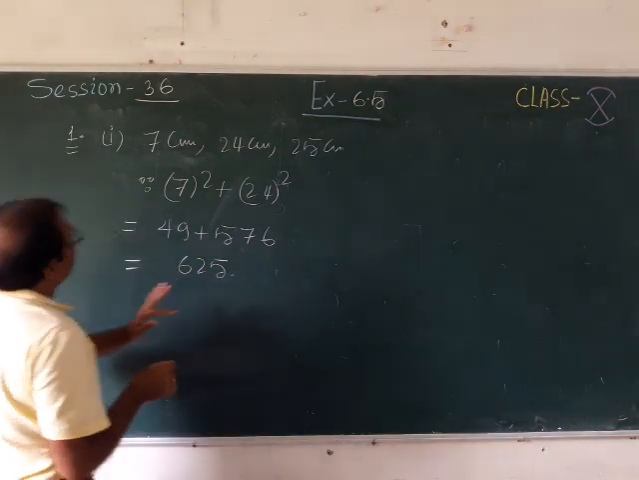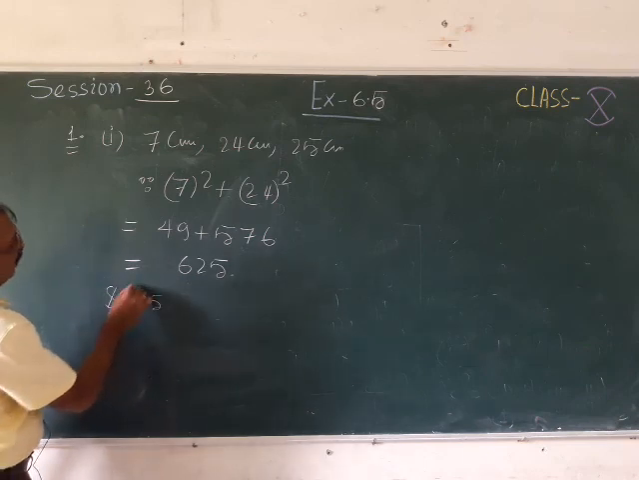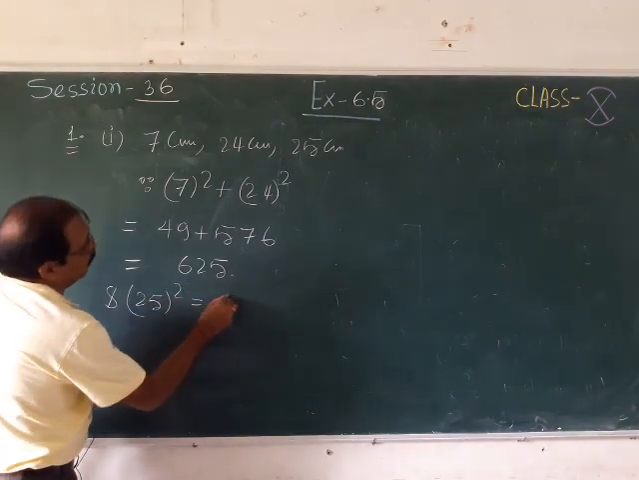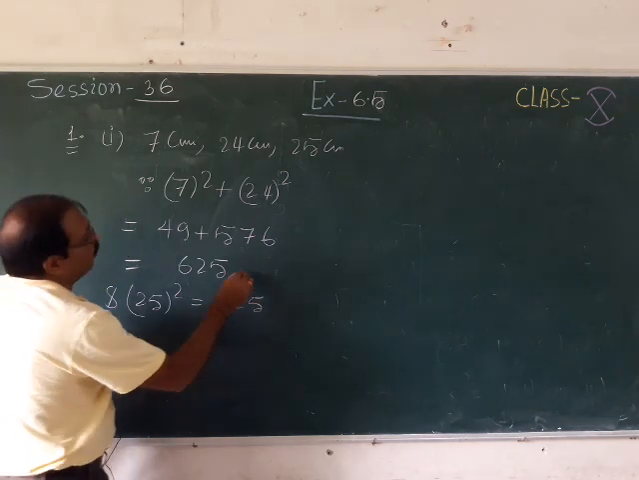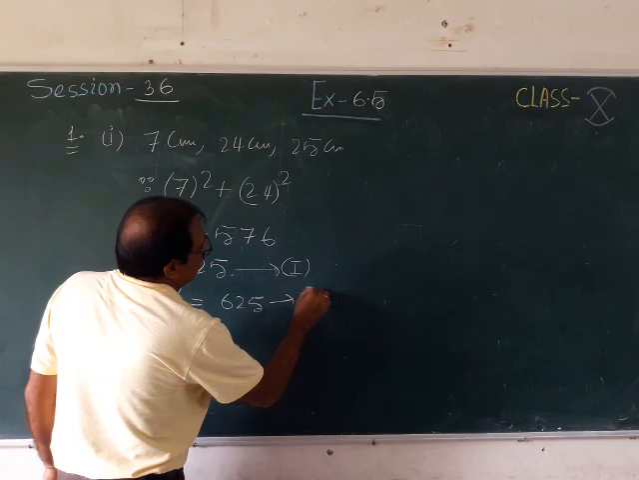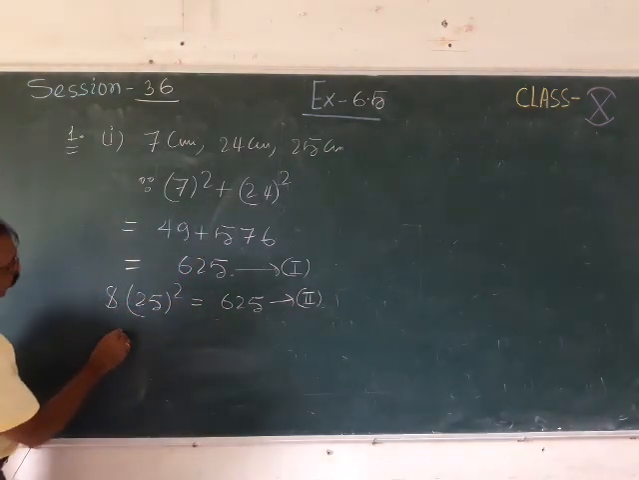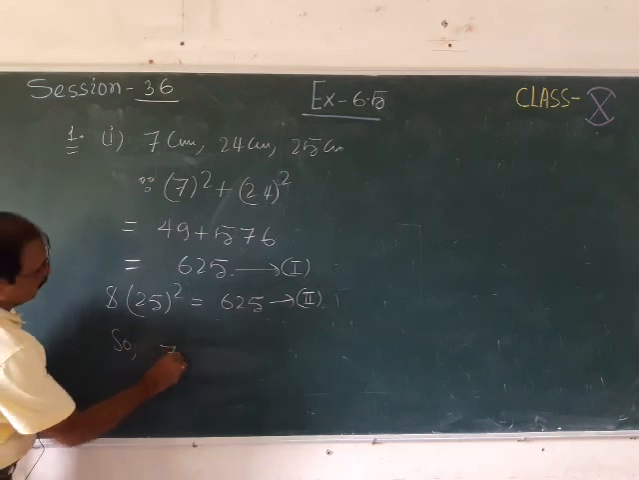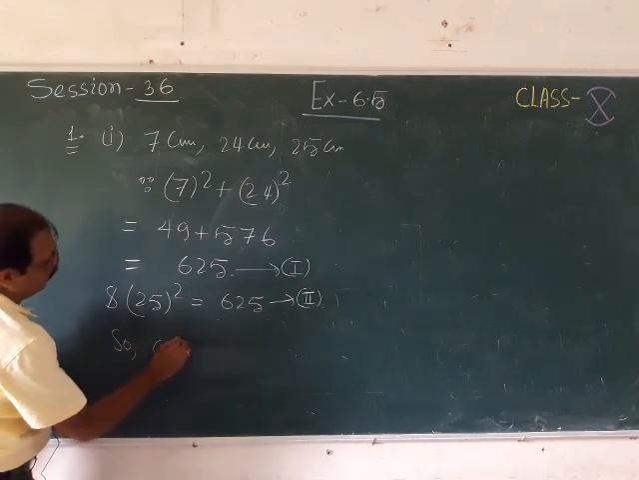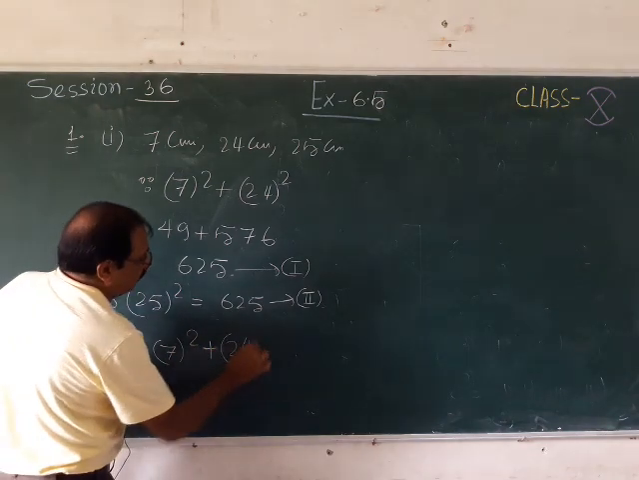Now 625, and then you have to check the third side, that is 25 square. It is also coming 625. So from first and second you have seen that, whether you write 7 centimeter square or unit, it's depending upon you, there is no problem.